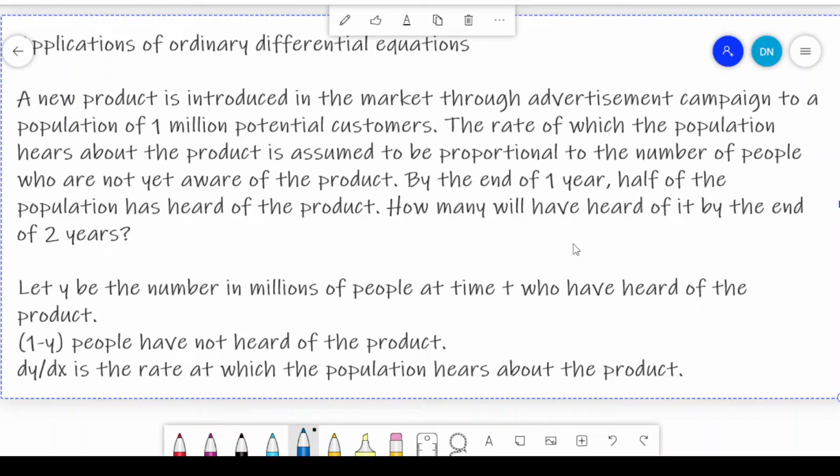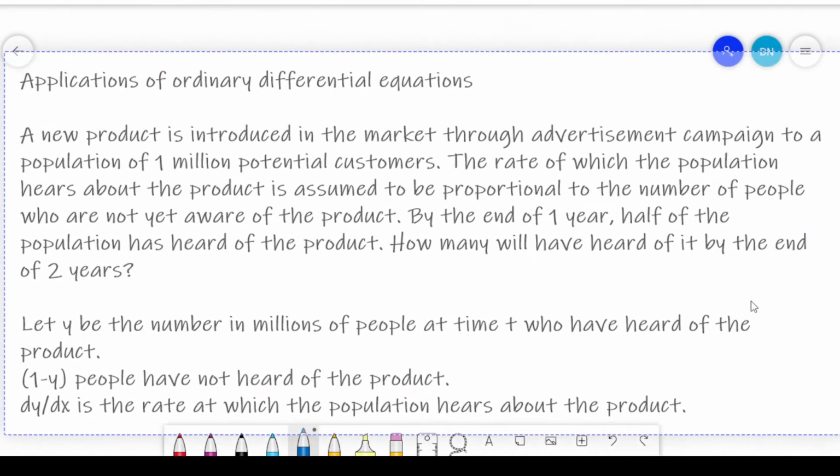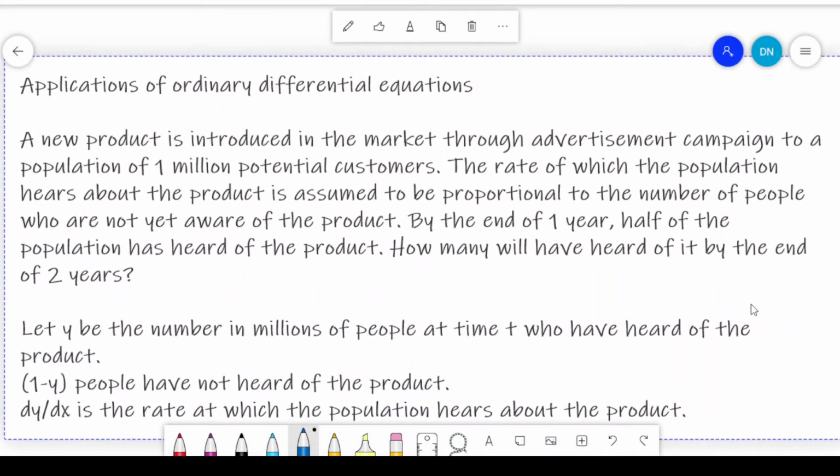We want to look at applications of ordinary differential equations. A new product is introduced in the market through an advertisement campaign to a population of 1 million potential customers.